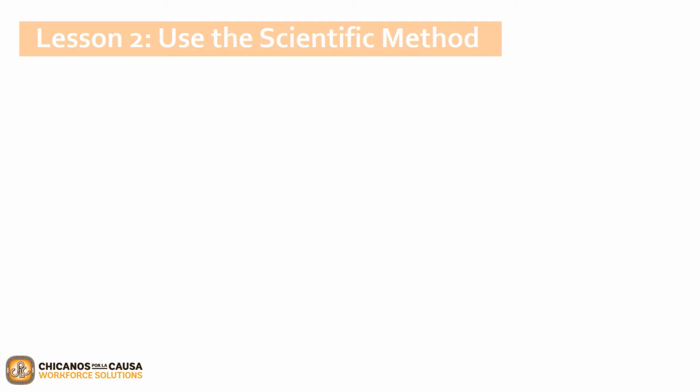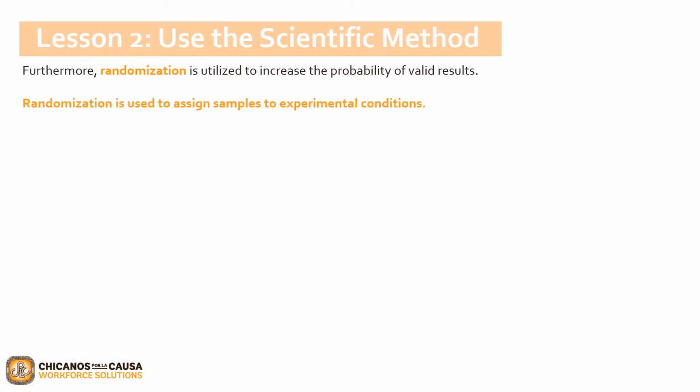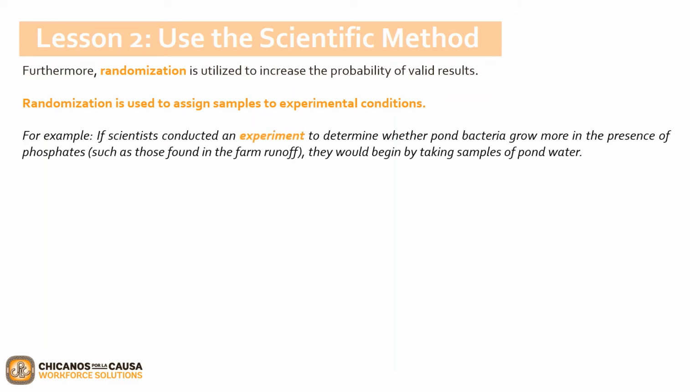Okay, like I said, lesson 2 is very long, so let's go ahead and continue with using the scientific method. Randomization is utilized to increase the probability of valid results. Randomization is used to assign the samples to experimental conditions. For example, if scientists conducted an experiment to determine whether pond bacteria grow more in the presence of phosphates, such as those found in the farm runoff, they would begin by taking samples of pond water.